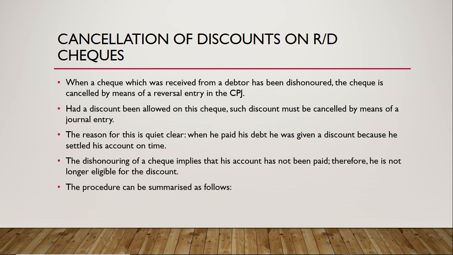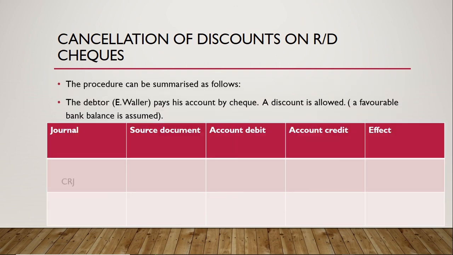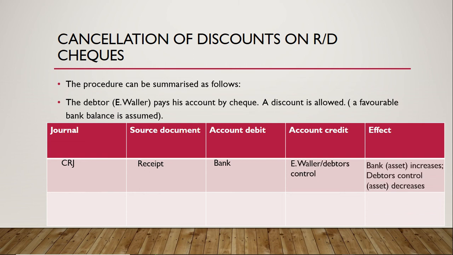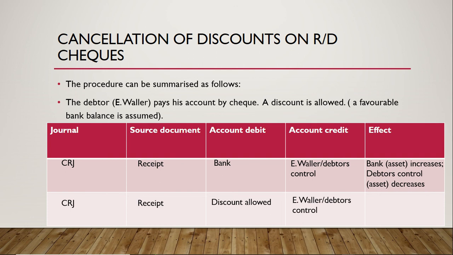The procedure can be summarized as follows. When they pay by check, it will be recorded in the CRJ. We're going to issue a receipt. We're going to debit our bank and we're going to credit the name of the debtor or debtors control. That is because bank increases, money is coming in. Debtors control is an asset, it decreases because the debtor is actually owing us less. Same with the discount. Discount allowed is an expense, so we're going to debit it, and the name of the debtor, we're going to credit it. Discount allowed increases, which is an expense, and the debtors control will actually decrease.